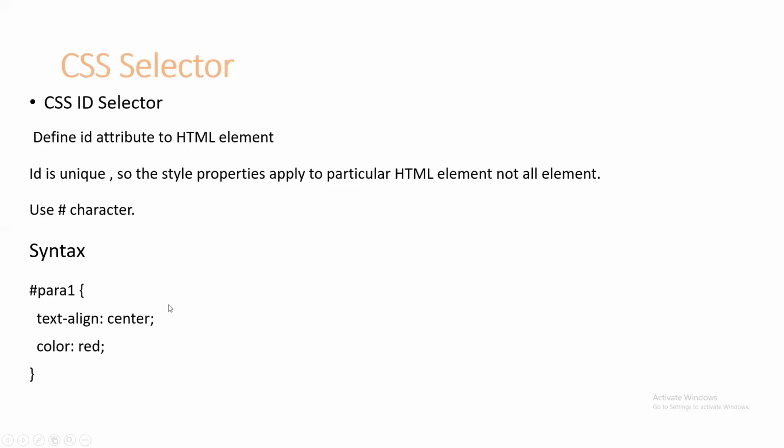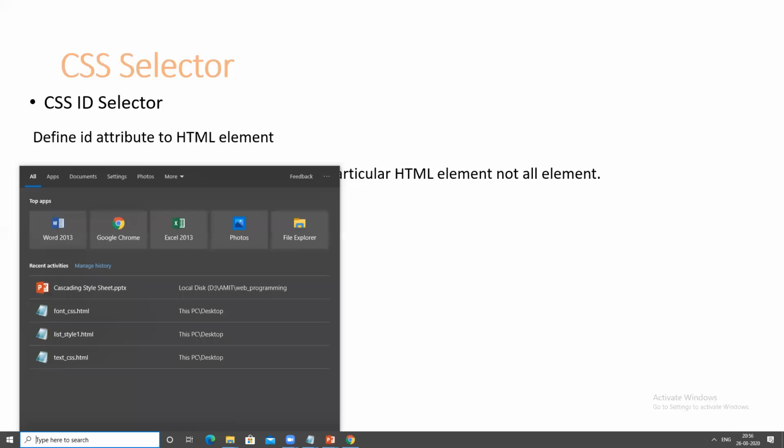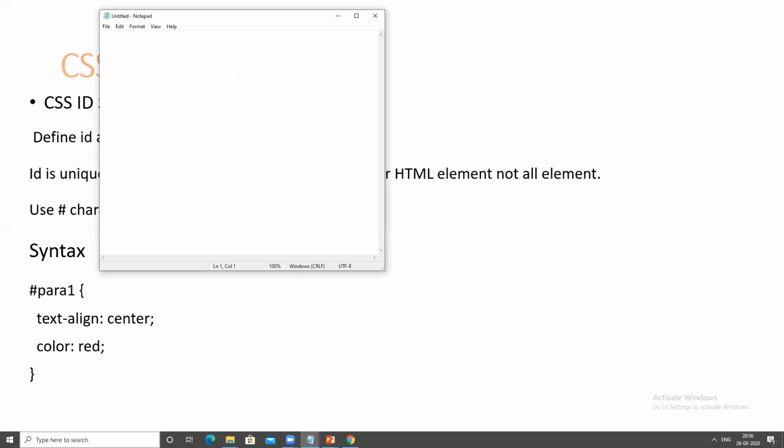So let's see the first ID example for CSS. Here again I open Notepad. In that, we start with the HTML head, and I write here the title: CSS ID selector.